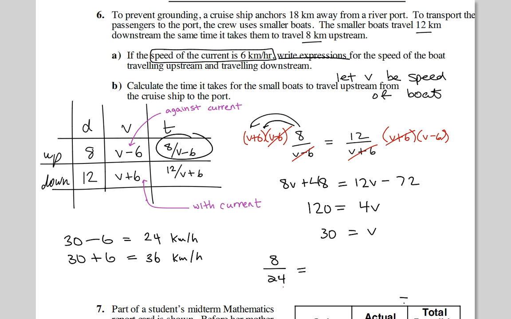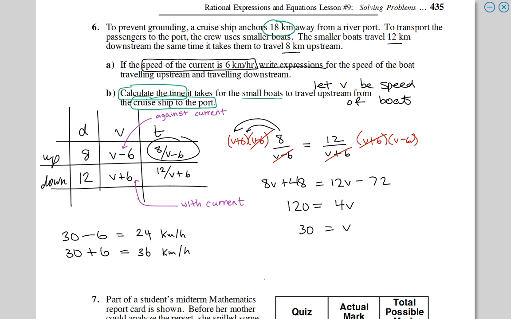This is not the right time. We have to read this properly. What is it saying? Calculate the time for the small boats to travel from the cruise ship to the port. See how reading carefully matters so much? What do we use 18 for? And it's part B, yeah. Why did you probably highlight this and you haven't used it yet?